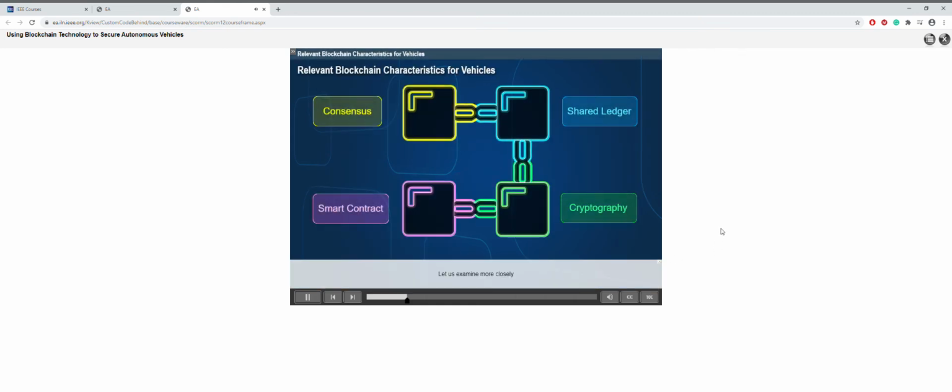Let us examine more closely what are the relevant blockchain characteristics that are important to autonomous vehicle safety. In the blockchain paradigm, all parties must agree to network-verified transactions. Therefore, we have consensus. The system is what is called an append-only system of record that is shared across a business network. Therefore, we have a digitally distributed shared ledger. All the business terms are embedded in a transaction database and executed with transactions. Therefore, we have what is called a smart contract. Last, the blockchain paradigm ensures secure, authenticated, and verifiable transactions. Therefore, we have cryptography.